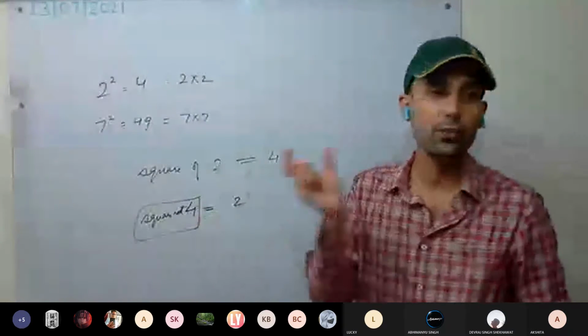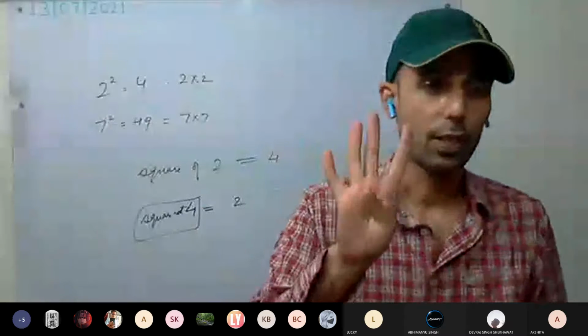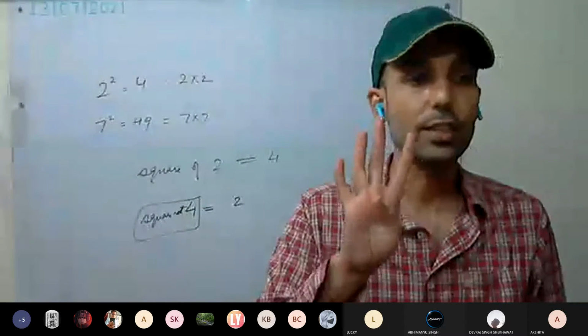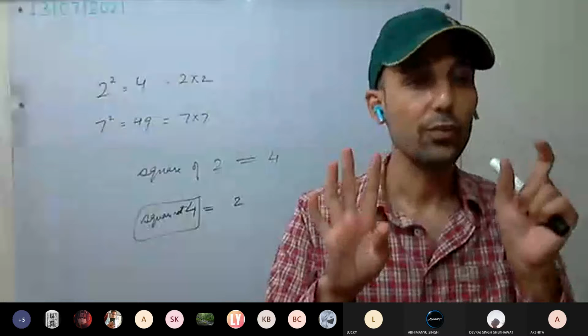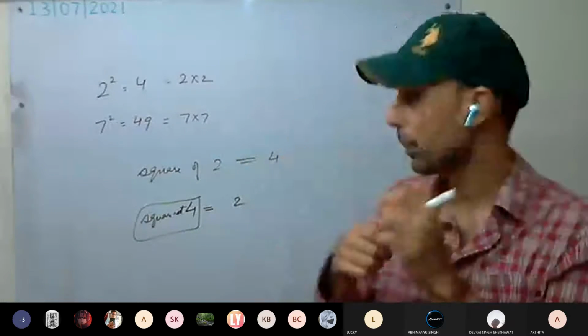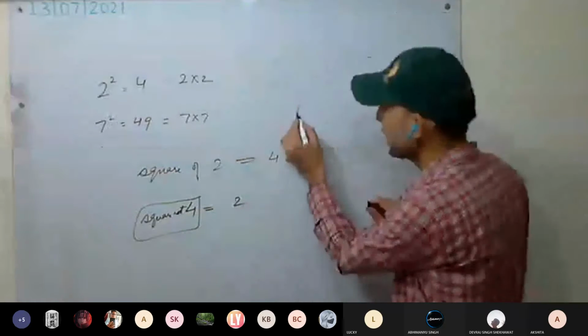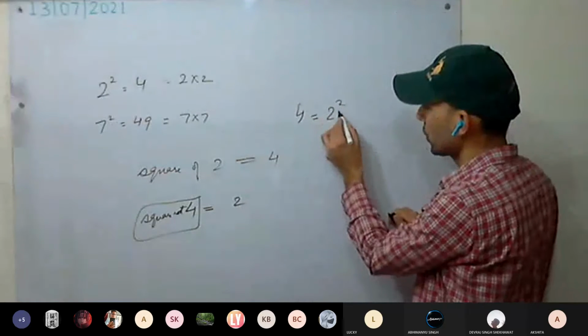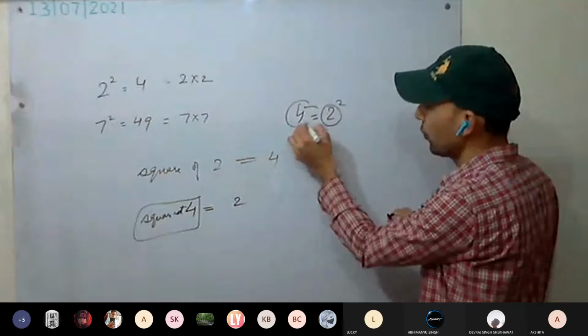So if you are given 4, and the question asks what is the square root of 4, it means we have to find the number whose square is 4. You can see 4 equals 2 squared. So 2 is the square root of 4.